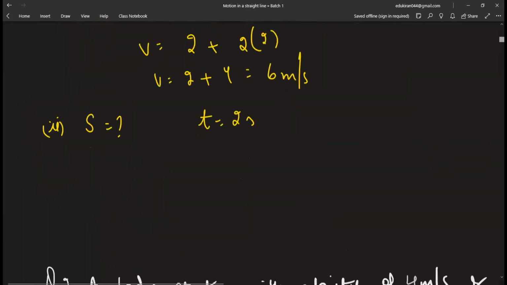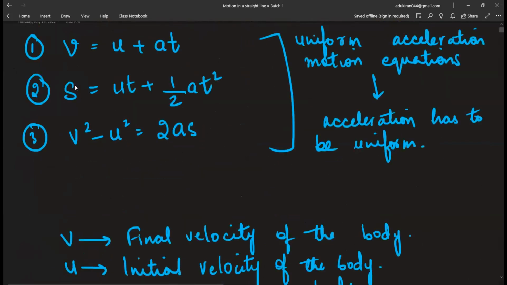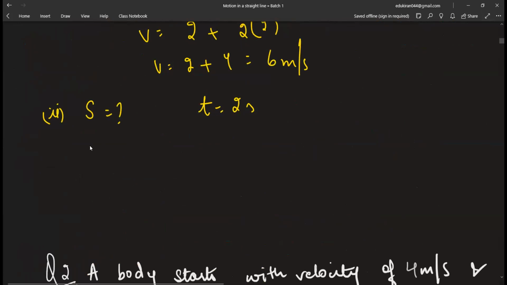Yeah, for the second part. So see, you can use any of these equations. These 3 equations we have now. For S, you have this information, you can use this, you can use this. Let's use the second equation. So S is equal to UT plus half AT squared.